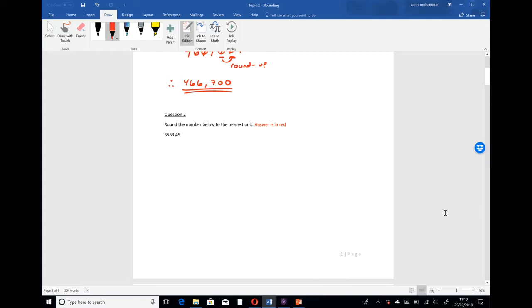Okay, so let's go over question 2. So question 2 asks, round the number below to the nearest unit. So we got 3563.45. Okay, and I'm going to round this to the nearest unit. So I'm going to underline the number in the units place and then look at the number to its right, which is 4. Since it's 4 and below, this 3 will be kept the same and all the numbers will be dragged down as demonstrated. So this will be your final answer.